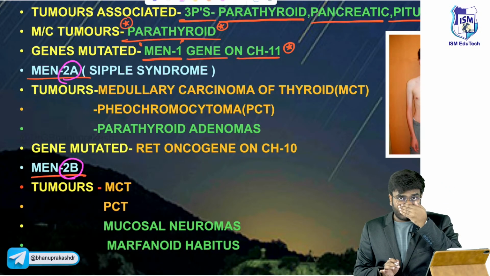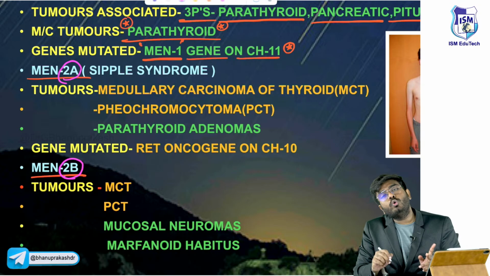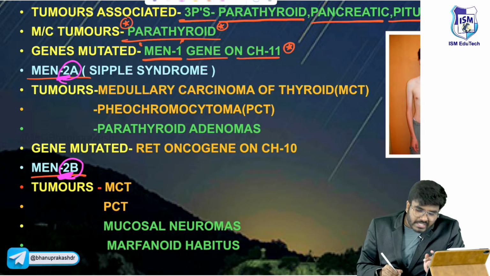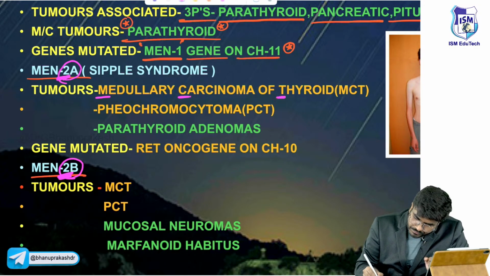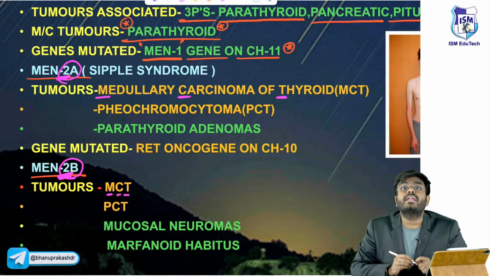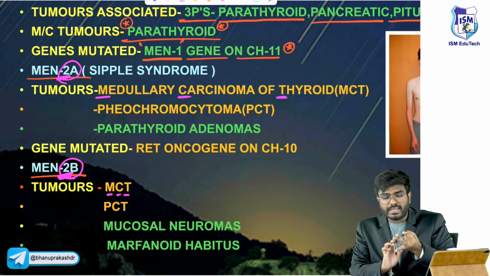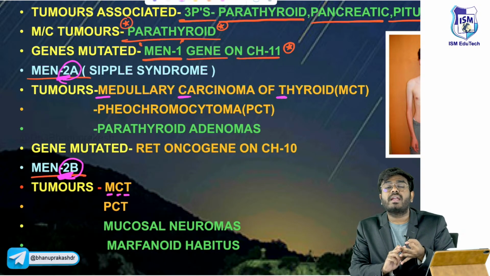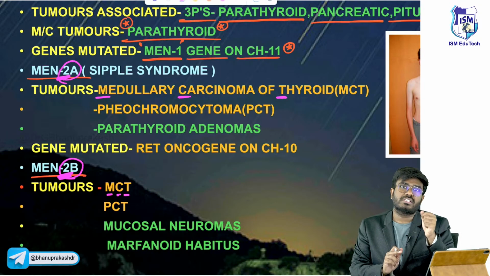MEN2 is divided into 2A and 2B. Here also 2 is there, which means some common features are there. Do you know what they are? MCT, medullary carcinoma of thyroid. In yesterday's class, go and revise the thyroid disorders and thyroid cancers. Medullary carcinoma of thyroid is a cancer of parafollicular C cells producing calcitonin, with tumor cells in an amyloid background, showing apple green birefringence under polarized light. We discussed this in the last class.